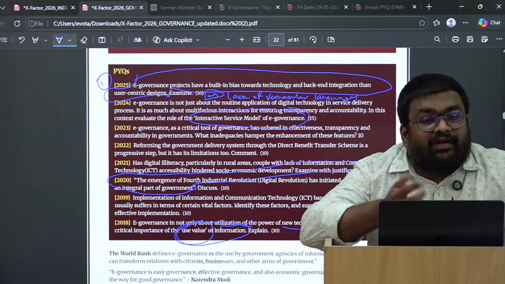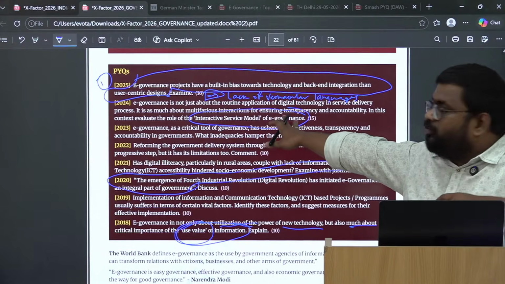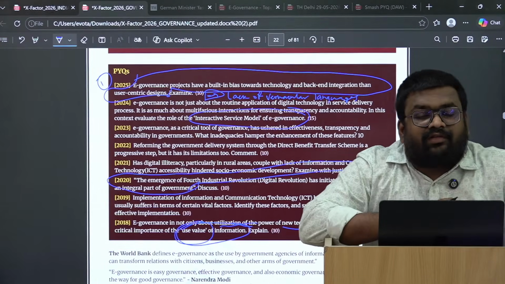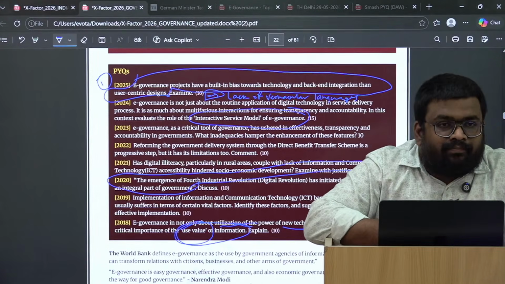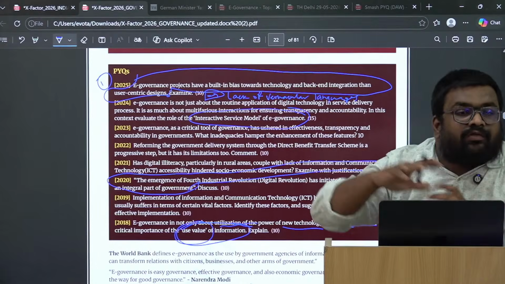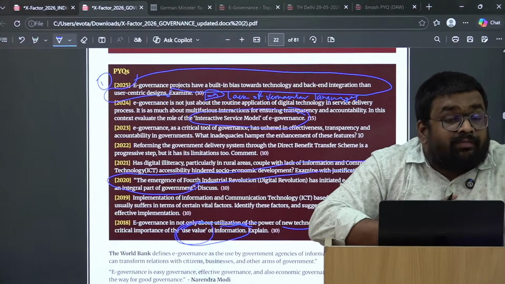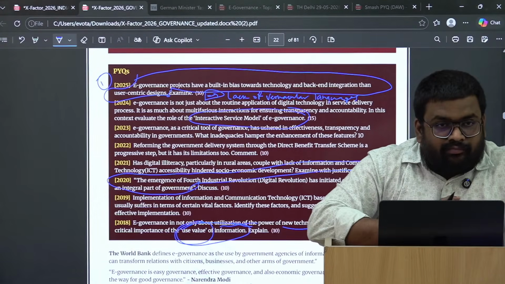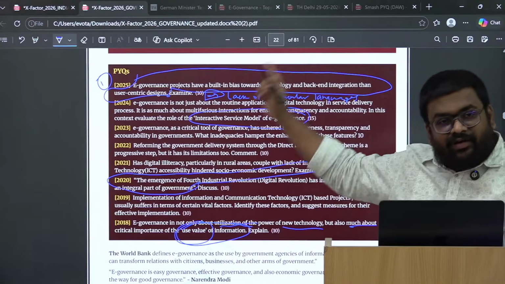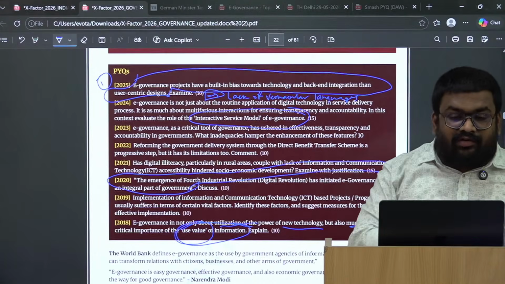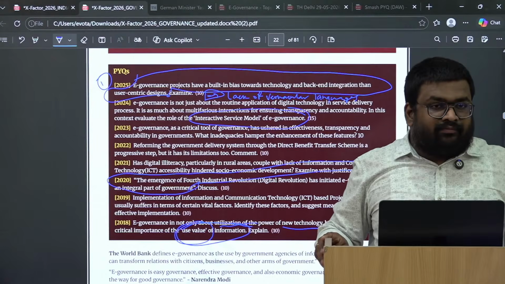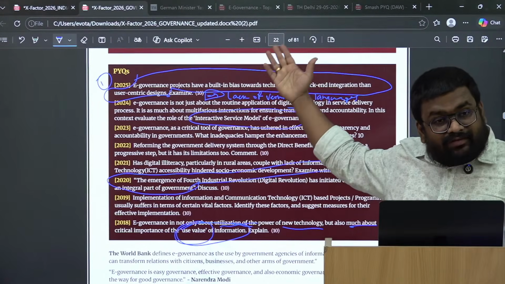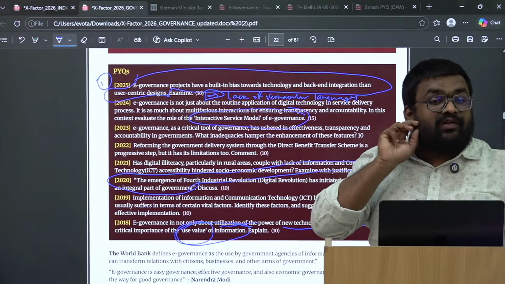Strengthening the interactive service model of the governance is essential for realization of Viksit Bharat 2047 or the goal of Digital India. It can be used as the conclusion also. This is how important PYQs are. Okay, this is one more aspect: even the previous year question itself, when you are reading, think from this perspective: can I use these same statements?